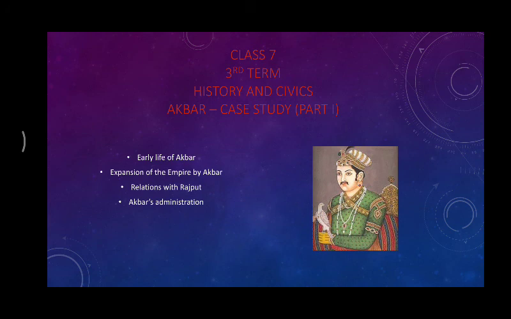Before starting this chapter, the key features of this chapter are the early life of Akbar, expansion of the empire by Akbar, relations with Rajputs, and Akbar's administration, which includes central administration, provincial administration, and the Mansabdari system. But the Mansabdari system I will read in my next video. So let's start.